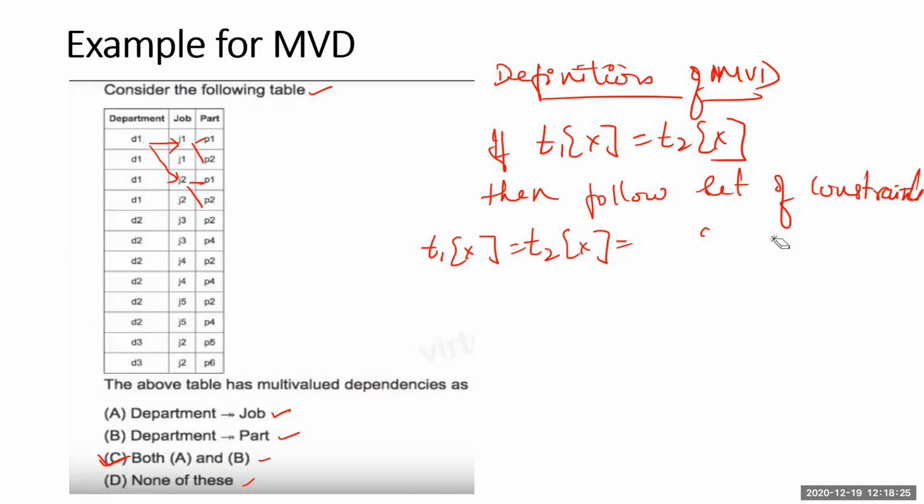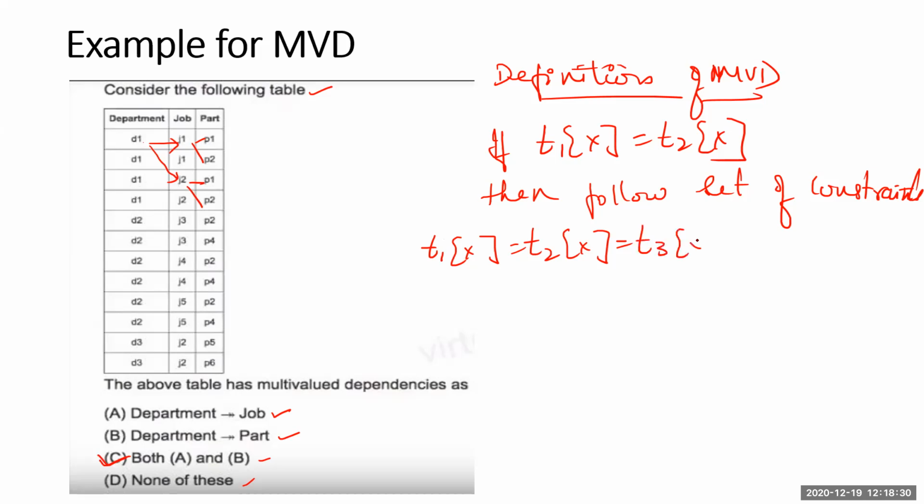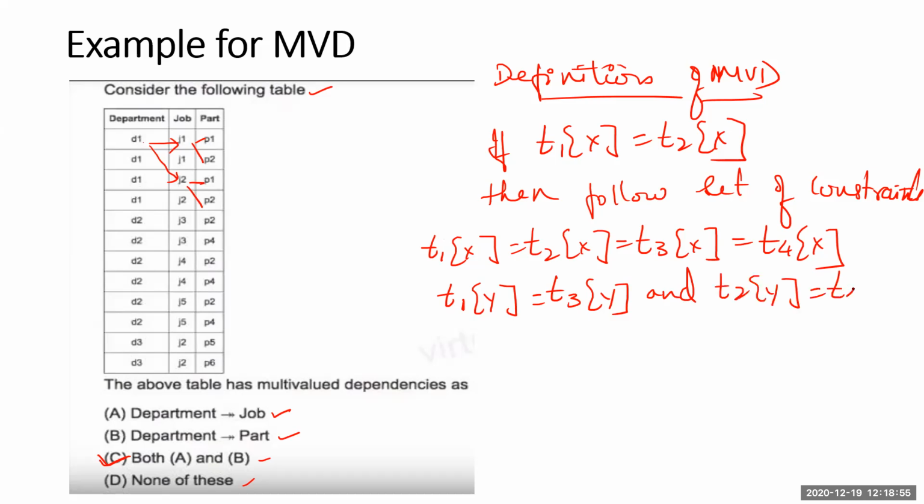which is equal to T4 of X. If all these four tuples are equal, then what do I have to prove? T1 and T3, the second column: T1 of Y should be equal to T3 of Y. And what is the left one? T2 of Y should be equal to T4 of Y. Fine. What is the next condition?